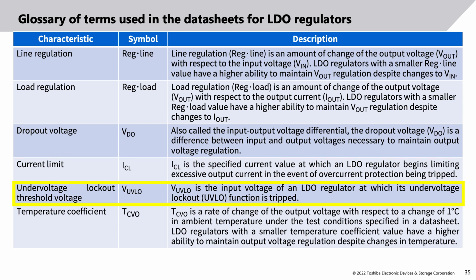Undervoltage lockout threshold voltage, UVLO, is the input voltage of an LDO regulator at which its undervoltage lockout, UVLO, function is tripped. Temperature coefficient, TCVO, is a rate of change of the output voltage with respect to a change of 1 degree Celsius in ambient temperature under the test conditions specified in a datasheet. LDO regulators with a smaller temperature coefficient value have a higher ability to maintain output voltage regulation despite changes in temperature.